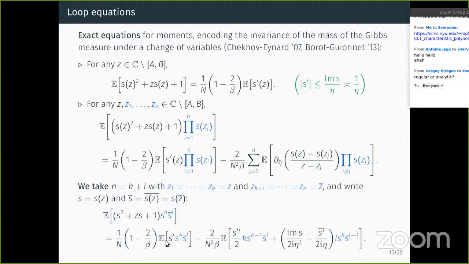So the expectation of our polynomial multiplied by any powers of s or s bar can be expressed in terms of some terms which will not be of smaller order, but they contain some factors of size 1 over n eta here, 1 over n squared eta squared here, times the same powers of s and s bar. Okay, so that's just a way to rewrite the loop equations.